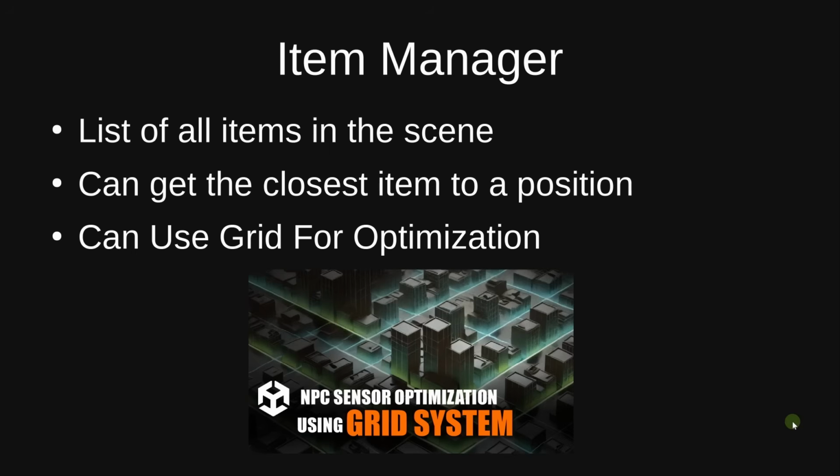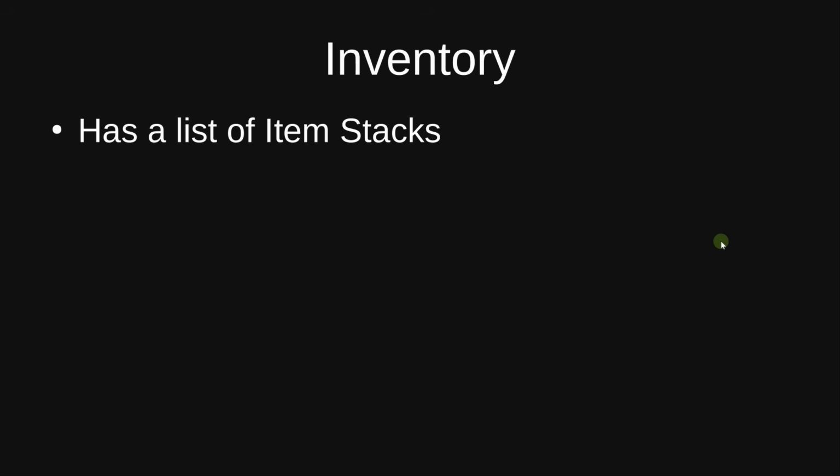I already talked about using a grid system for optimization in the first Game AI Mastery series, and the knowledge in that video will apply to this project as well, and any project where you have a large number of objects and you need to keep track of their positions. Then let's talk about the actual inventory. The inventory script will contain a list of item stacks, and we'll use this inventory in our stockpile at first, but we can also use it for characters.